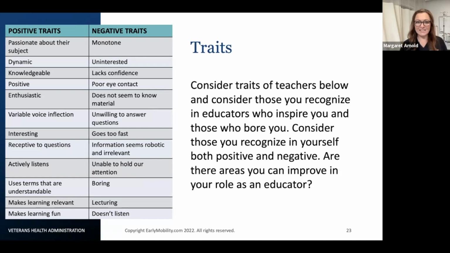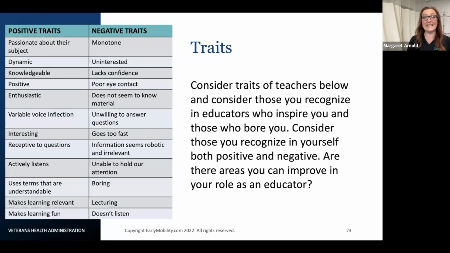Some of the negative traits, and we all know educators that have lived in both of these columns. Do they speak in a monotone voice? Are they uninterested in the topic? Do they lack confidence and have poor eye contact? Do they seem to read all the material? Do they seem to not know the material? Are they unwilling to answer questions? Do they go too fast? Does the information seem robotic and irrelevant? Are they unable to hold our attention? Are they boring? Are they lecturing? Do they listen? Right, so demonstrating a little bit of some of those traits.